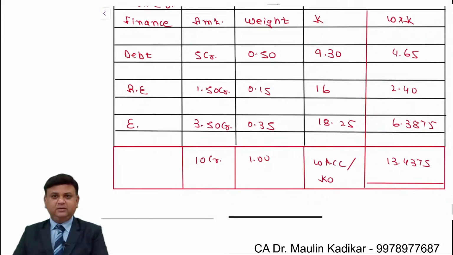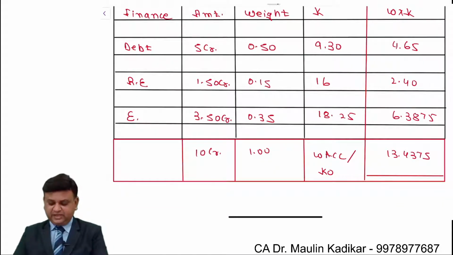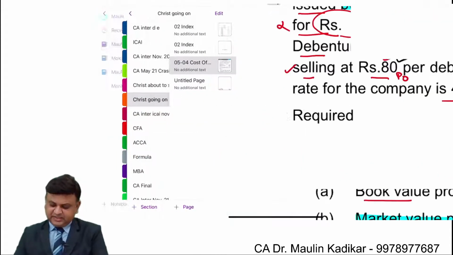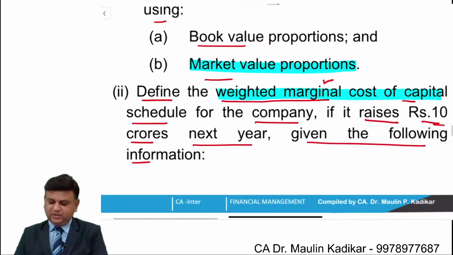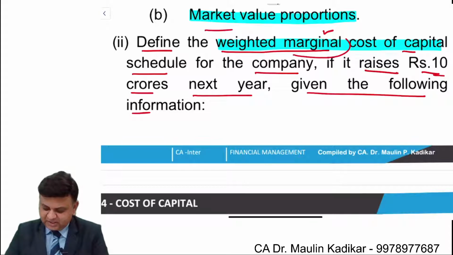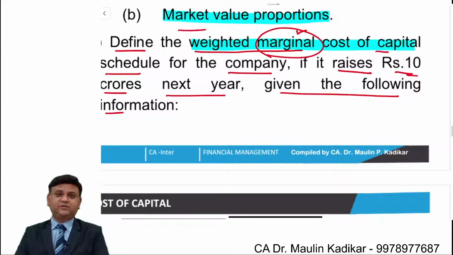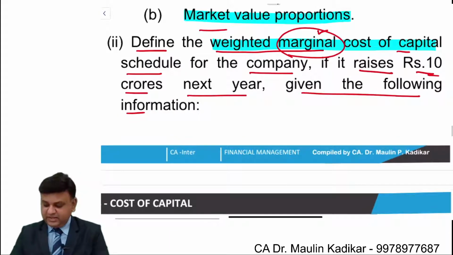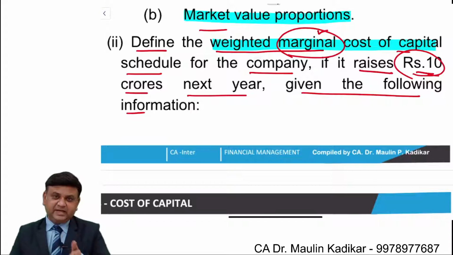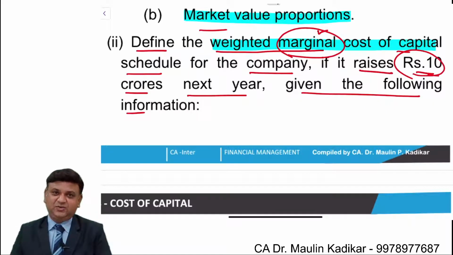Now friends, over here, just one point that I want to tell you is, the word which has been provided over here, marginal, means we are required to find the weighted average cost of capital only in respect of these additional funds of 10 crore. Whatever the existing financing that we have is not required to be taken into account. Write down a note for the answer.